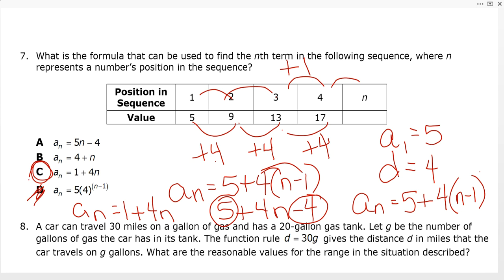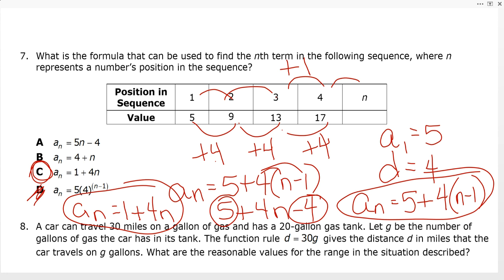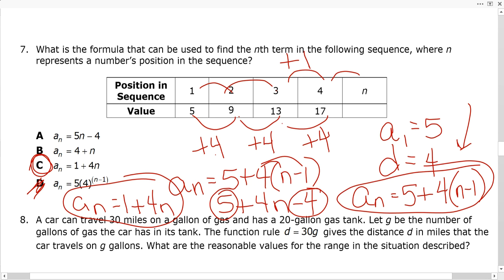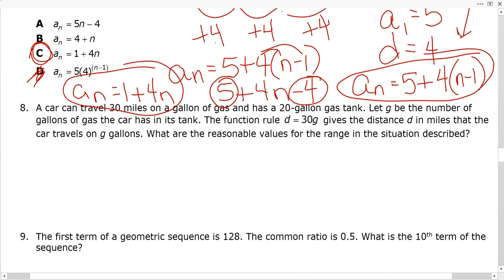They simplified. We've been working out the problems like this. This is simplified, which is the only difference. But when your answer choices don't look like what we normally get, think about how you can change it to match up with what your answer choices are. The other thing you could have done is put in the positions for n and see which one gave you the correct values coming out. I'll demonstrate that in class if you want me to.